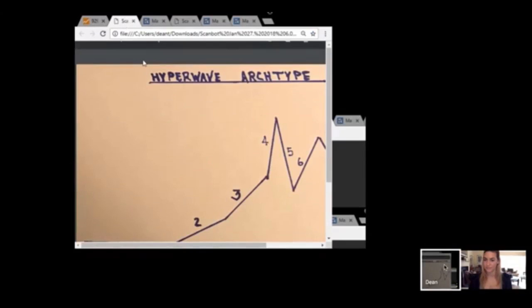Bitcoin and most of the other cryptos are in a hyperwave. And since almost no one knows what that means, I want to reiterate that all hyperwaves are bubbles, but not all bubbles are hyperwaves. That's very important. Not all parabolic moves are hyperwaves, but all parabolic moves are bubbles. You should be able to see the hyperwave.